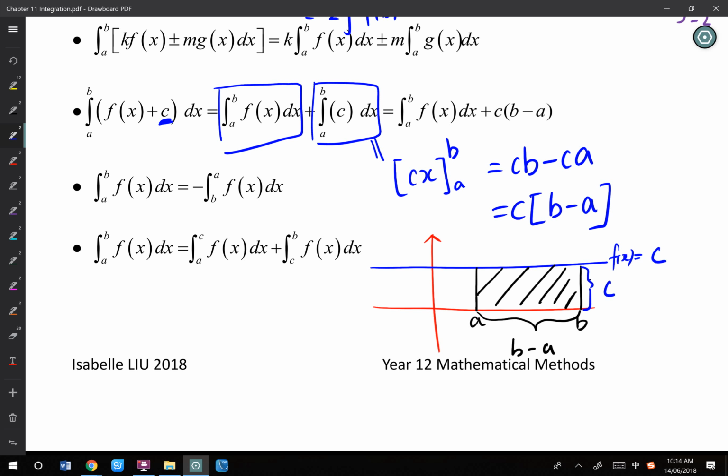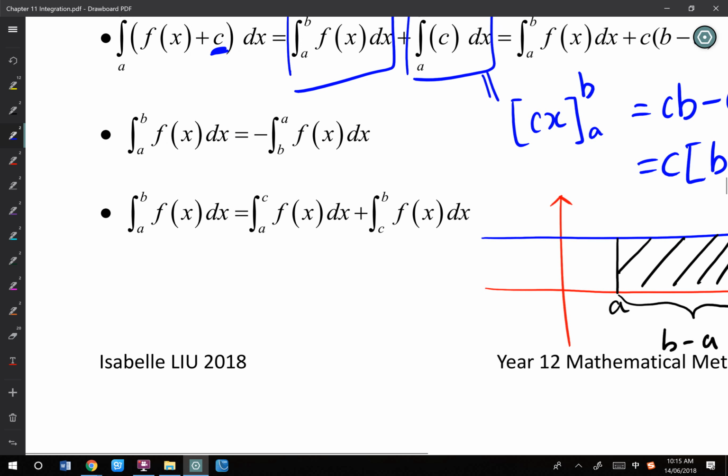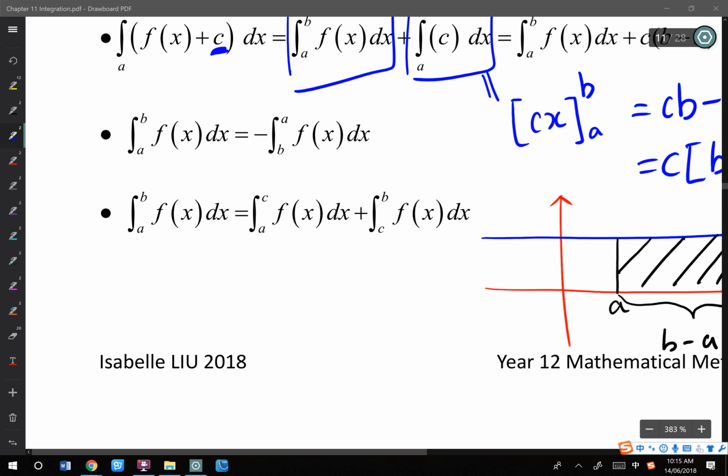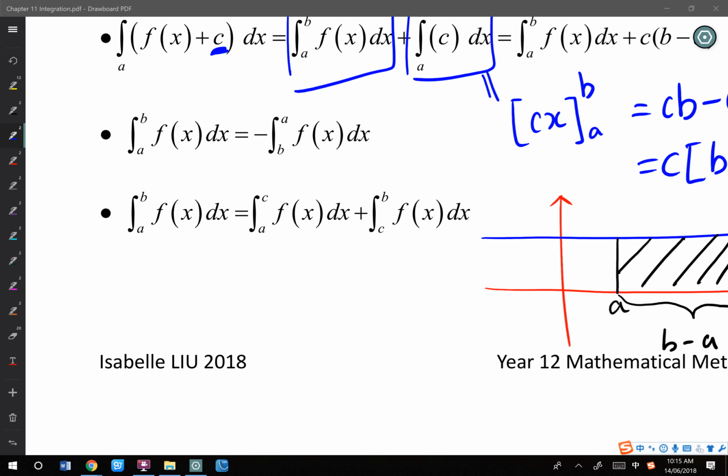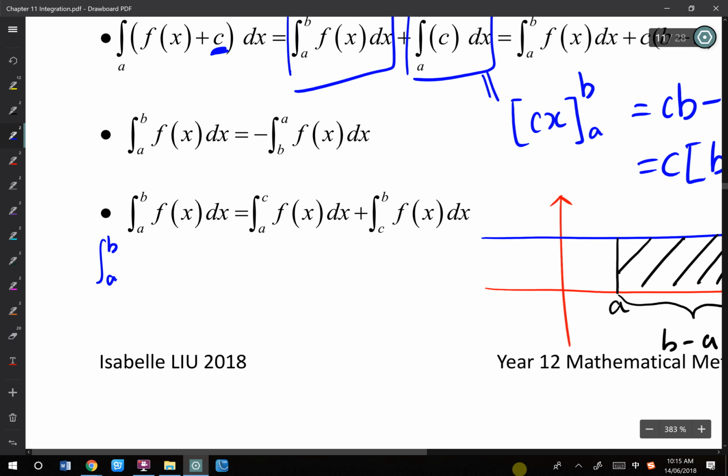Okay, next one is important. Next one is a real property. What's that? The integral from a to b of f(x) will be equal to negative the integral from b to a of f(x). If you change the terminals, that will be the negative of the original. So if it's 1 to 2, then you change it to 2 to 1, the value will be the negative of before. So originally say the integral of a to b of f(x) dx equals 3. Then b to a of f(x) dx equals negative 3. That's something you need to know.